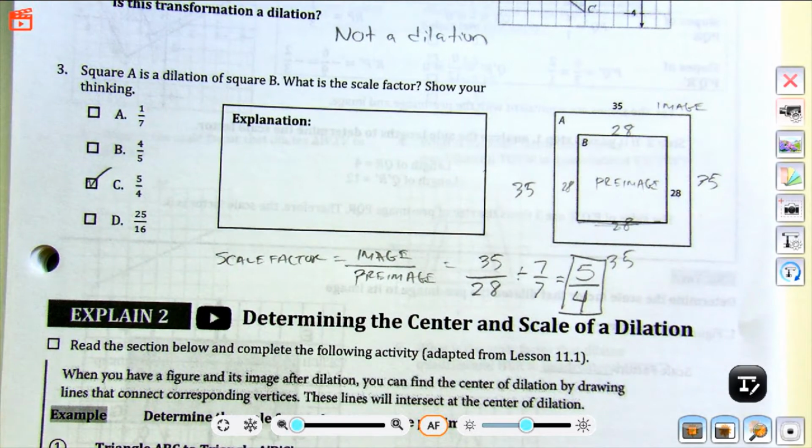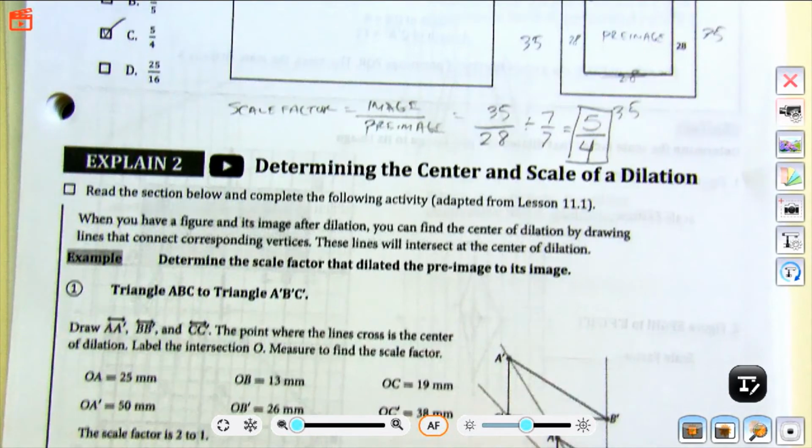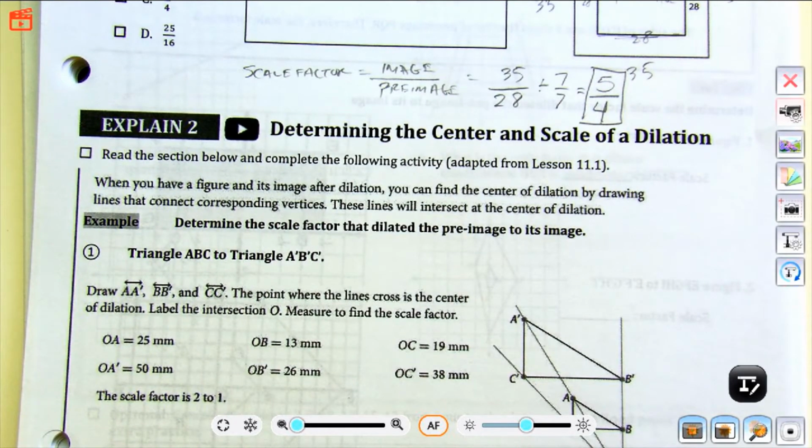Okay, next what we're going to be talking about is determining the center and scale of a dilation. So let me read some things of this section. When you have a figure and its image after dilation, you can find the center of dilation by drawing lines that connect corresponding vertices. These lines will intersect at the center of dilation. So with dilations, there's something called the center of dilation. And to find the center of dilation, I'm going to show you in this figure here.